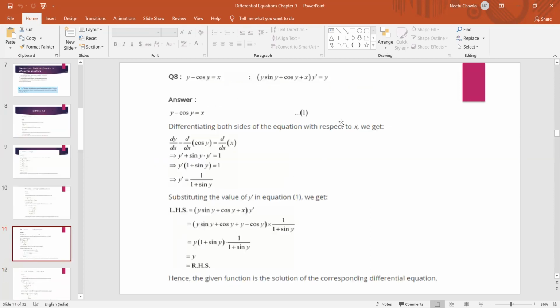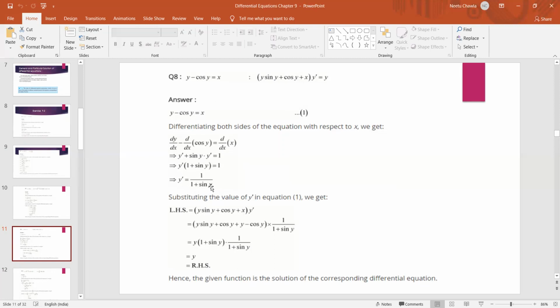Let's do one or two questions more, then you can easily practice it at home. So again the question is, y minus cos y is equal to x, and the equation is y sin y plus cos y plus x into y dash is equal to y. So differentiating again the same way, the differentiation of cos y is minus sin y y dash, which becomes plus sin y y dash, using the chain rule, plus 1. Taking y dash common, I am getting 1 plus sin y. So y dash is equal to 1 upon 1 plus sin y.